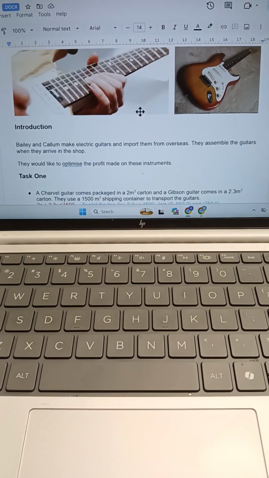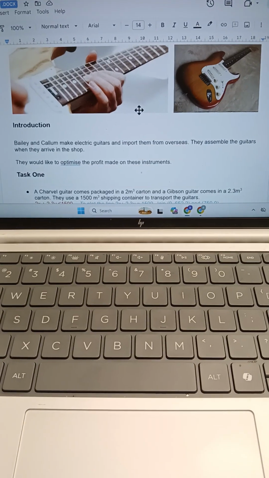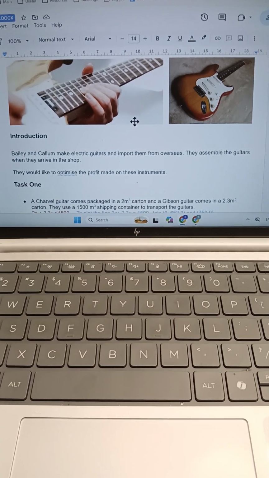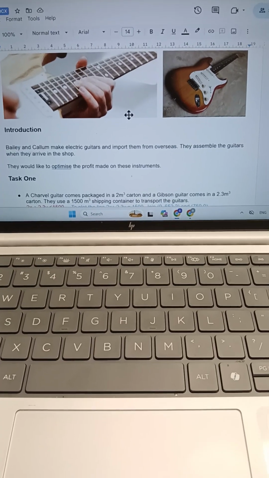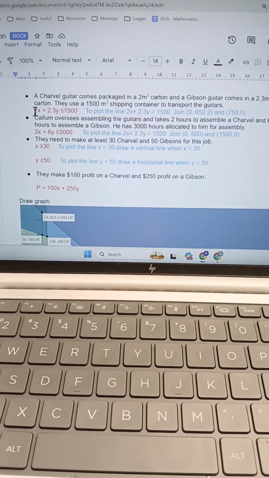Okay guys, just making a quick video here on full excellence working, including the two difficult parts for excellence on the guitar problem that I posted on the Google class. So just going to go through the working here.